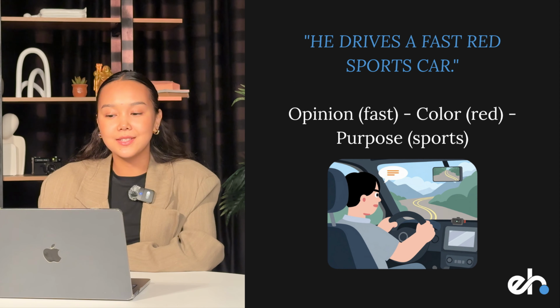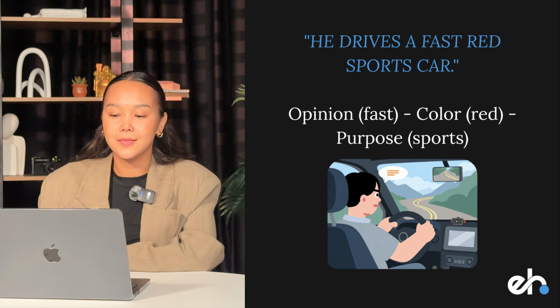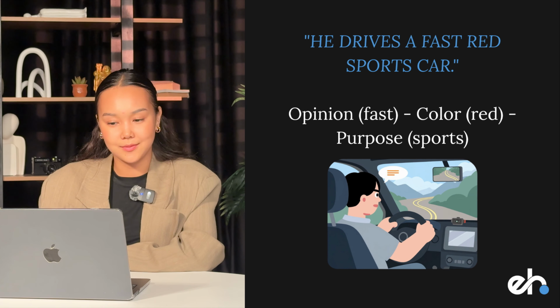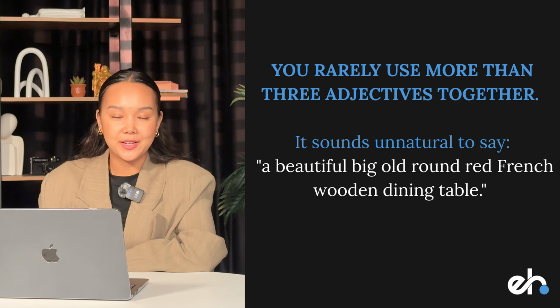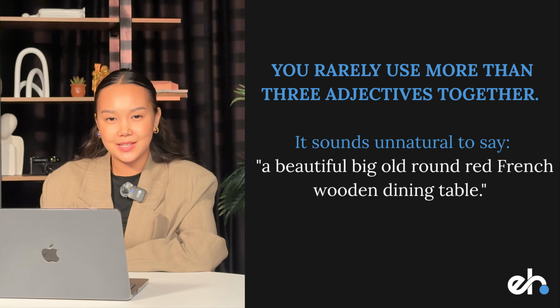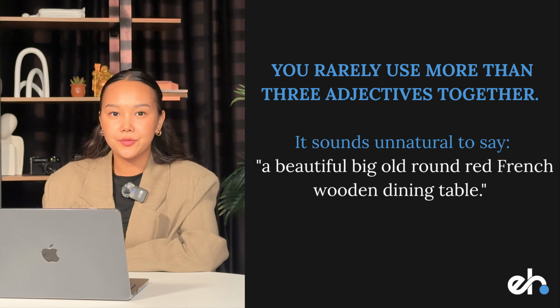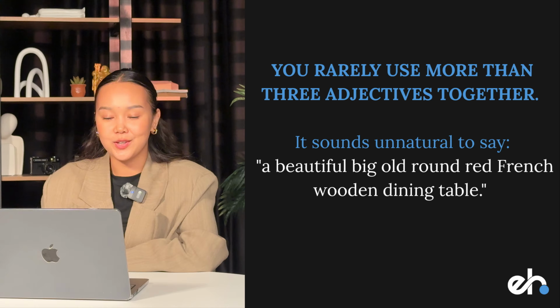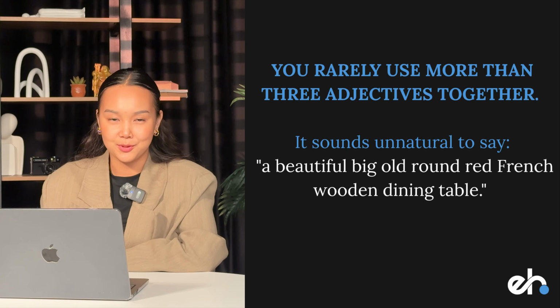He drives a fast red sports car. Opinion, fast. Color, red. Purpose, sports. First, you rarely use more than three adjectives in one sentence. It's unnatural to say a beautiful, big, old, round, red, French, wooden dining table. We usually keep it simple.